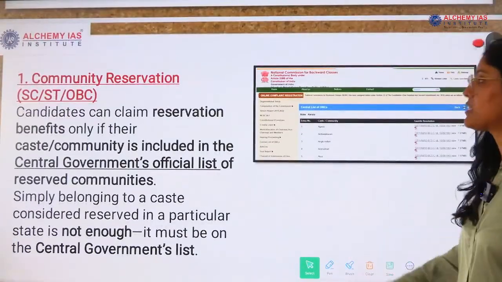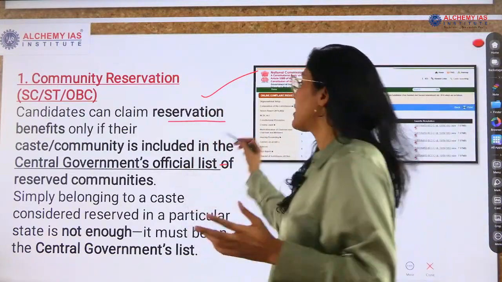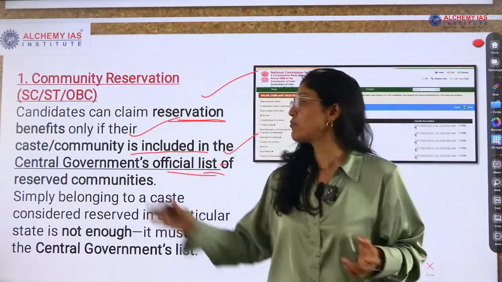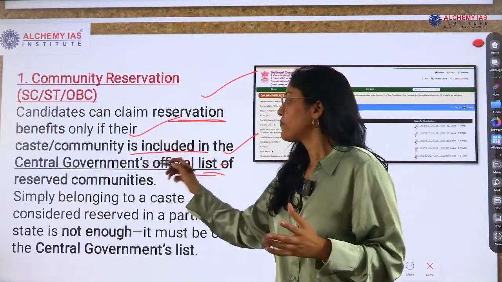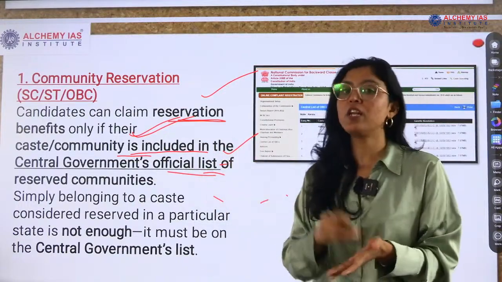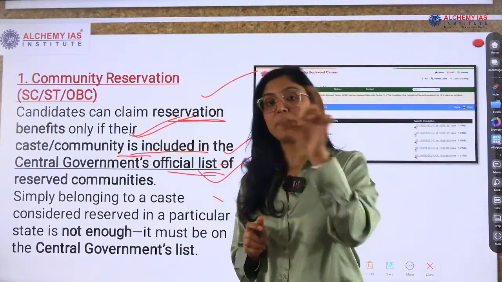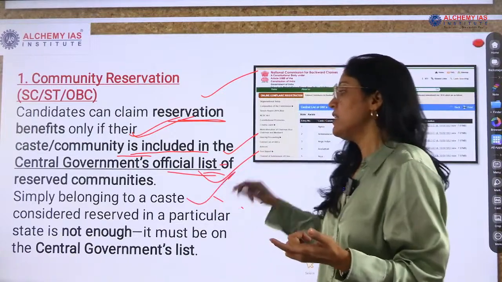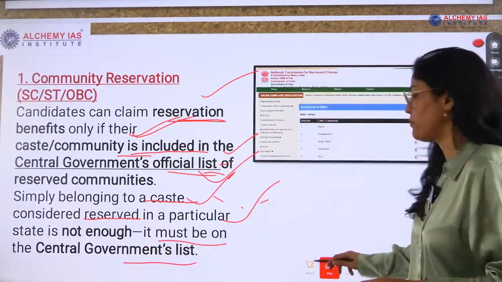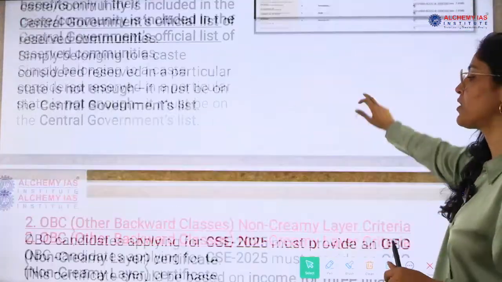Next is community reservation, SC, ST, OBC. Very important. Candidates can claim their reservation benefit only if their caste community is included in the central government official list. So caste reservation they can only avail if their name is there in the official central government list of reserved communities. This should be mentioned, only that name. Okay, spelling should also be matching, no other name will be entertained. Simply belonging to a caste considered reserved in a particular state is not enough. That caste must be in the central government list, then only you can get the benefit of community reservation.